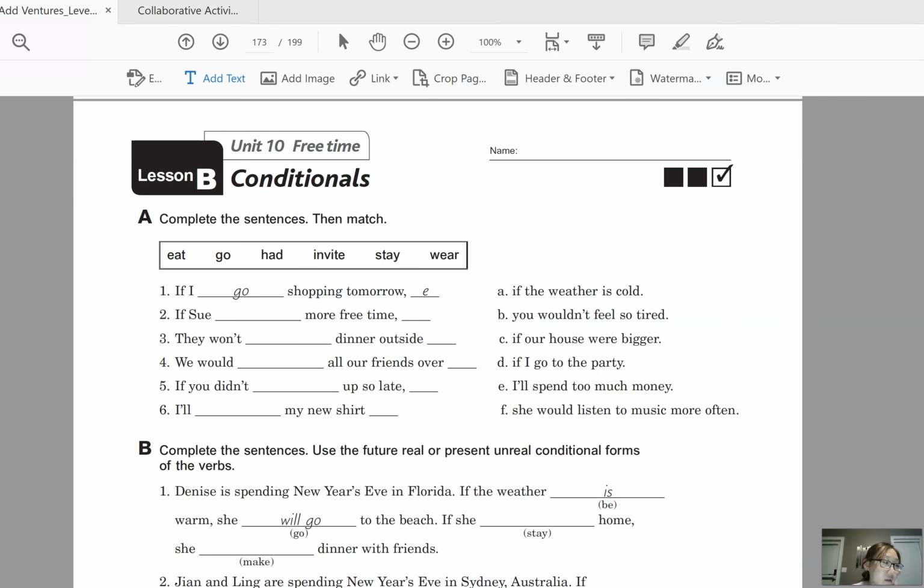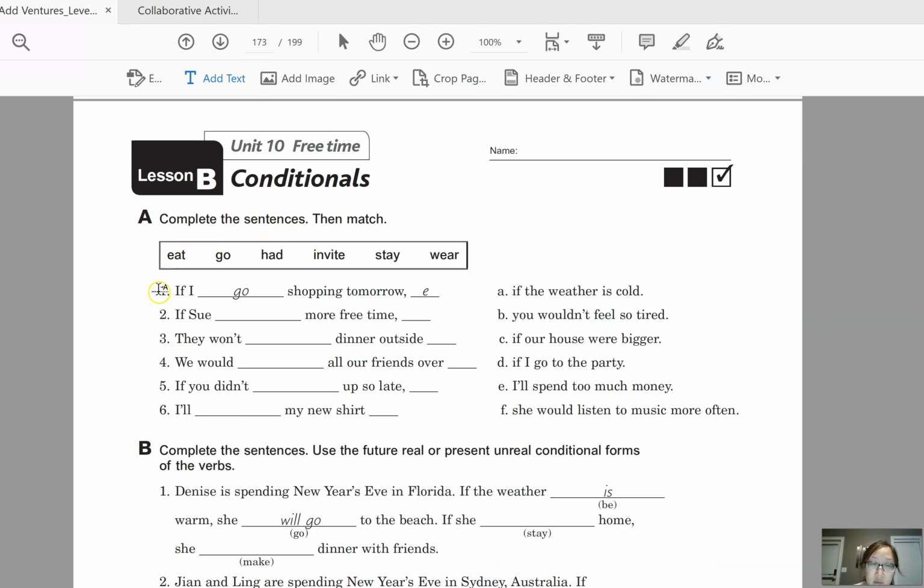Today we are going to do lessons C and D in Unit 10, but we are going to start with a review of Lesson B. So let's take a look at this worksheet, and I'm going to give you some time to complete exercise A. Complete the sentences, then match.